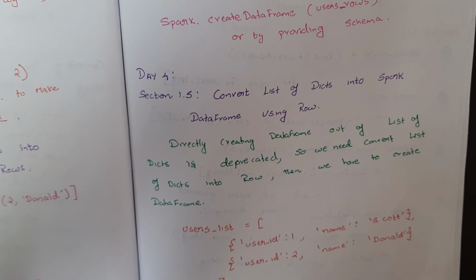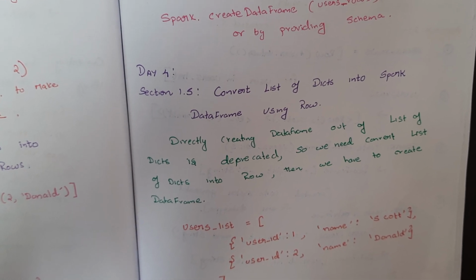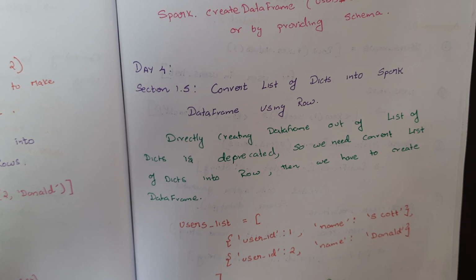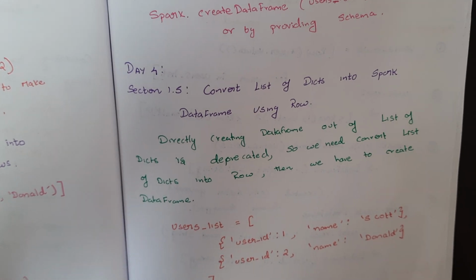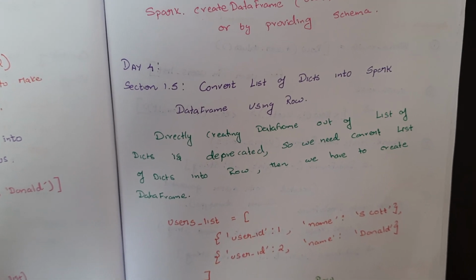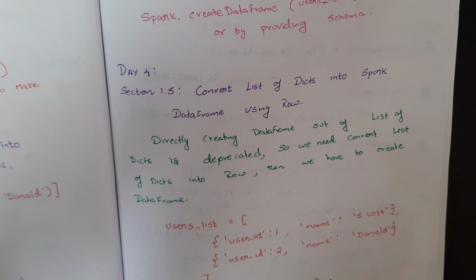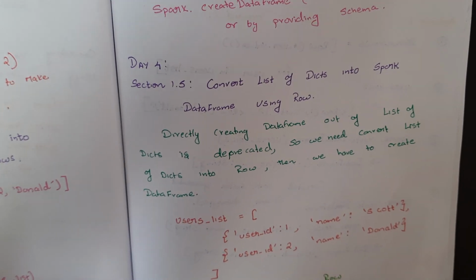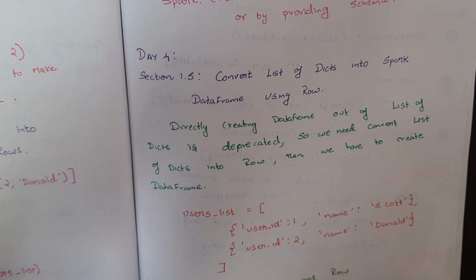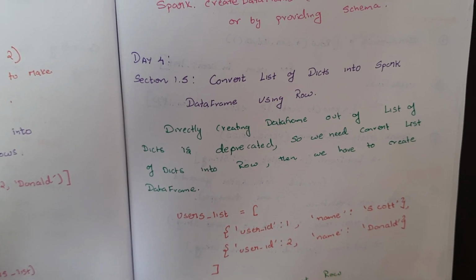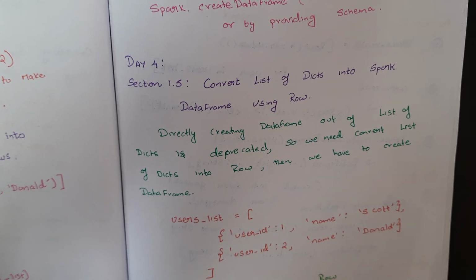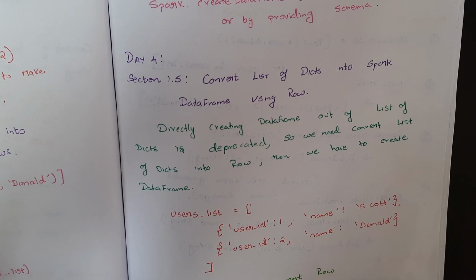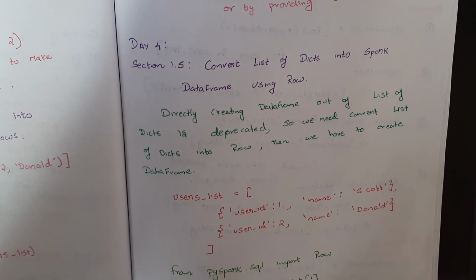So let's go into today's session, how to convert the list of dicts into the Spark data frame using Rows. Directly creating a data frame out of the list of dicts is deprecated. If you try to create it in the console, you will get an error message saying it is deprecated. So we need to convert the list of dicts into Rows, then create a data frame out of it.